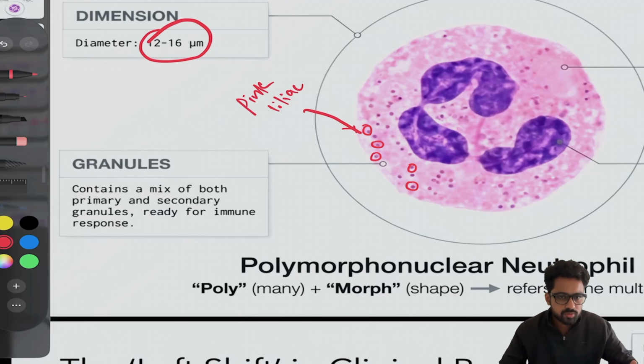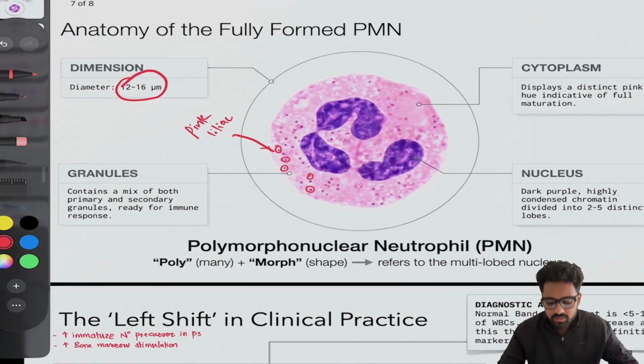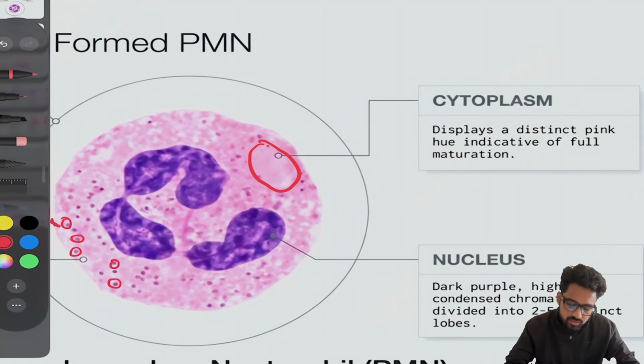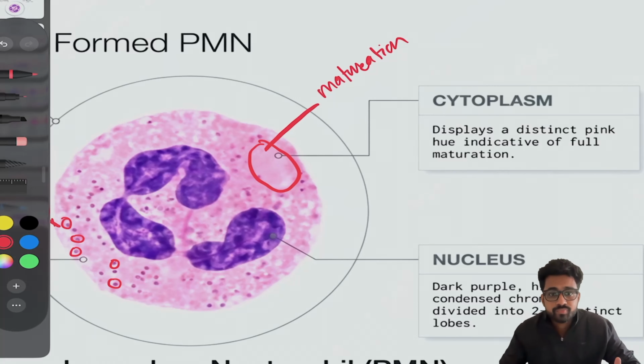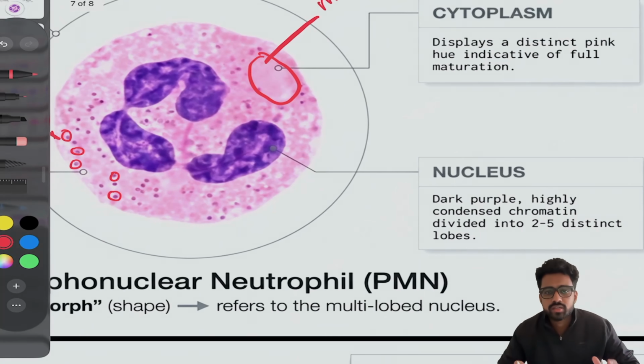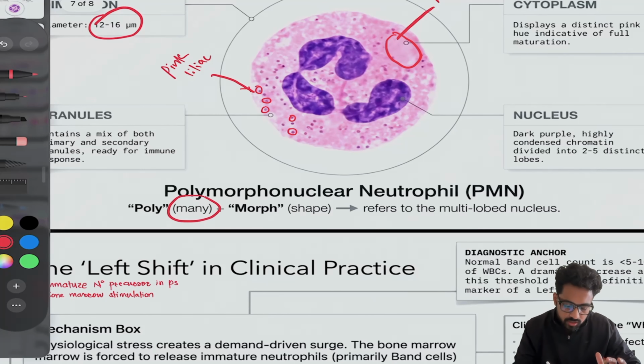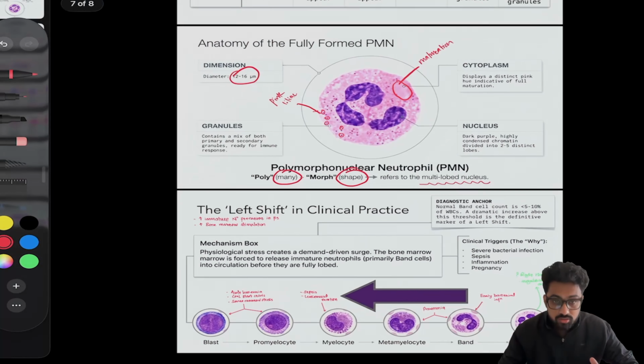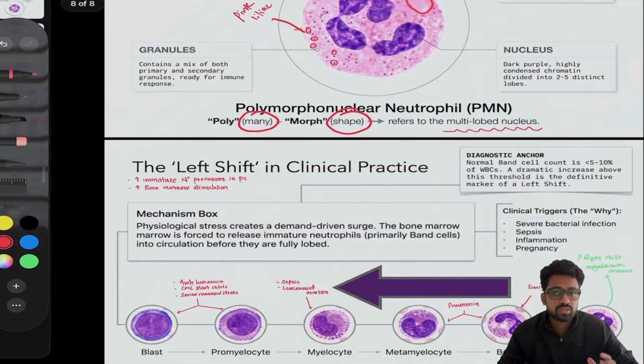Here you can see these are the granules, which we can see as pink lilac granules, ready for immune response. Then the cytoplasm displays a distinct pink hue indicative of full maturation. This is the pink hue, which is indicating maturation. The nucleus is dark purple, highly condensed, and chromatin is divided into 2 to 5 distinct lobes. Poly means many and morph means shape, so it refers to multilobated nucleus. Remember this.